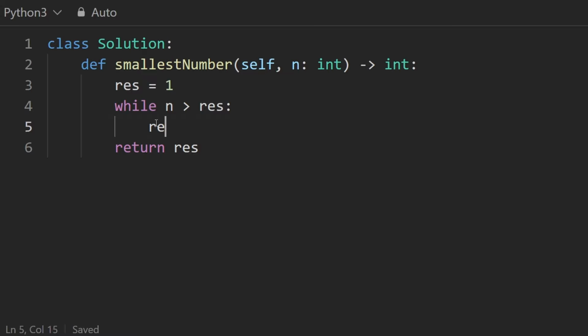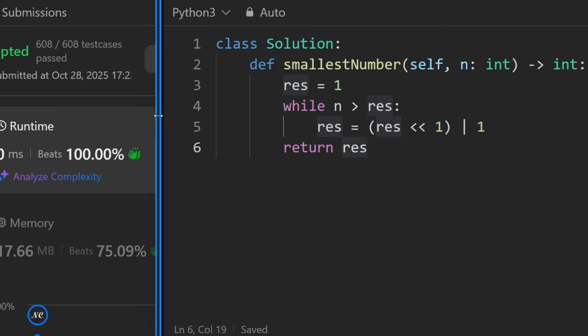And we do so by doing this. Shift the result to the left by 1, and then set the first bit. And so this is shifting it, and then we can do a little OR over here with 1, and then that'll set that bit. So I'll go ahead and run this, and you can see here it works.